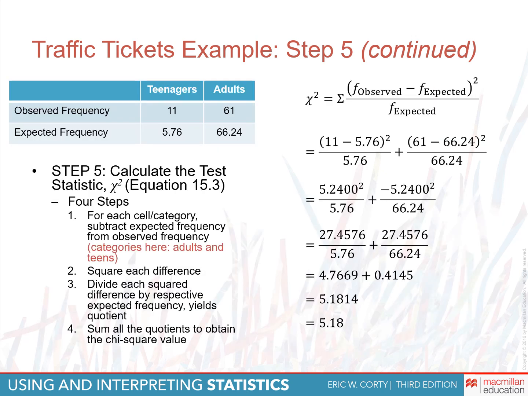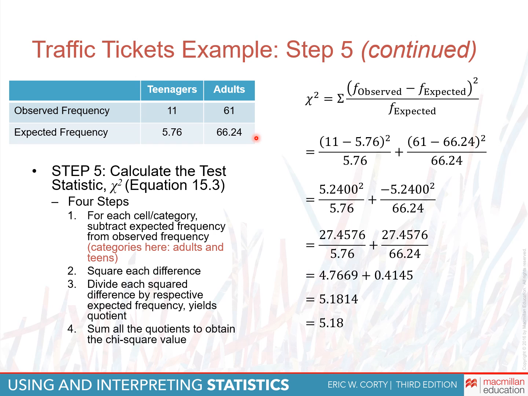All right, so now let's calculate our chi-squared test statistic using the formula that I've given you. So remember, we have our observed frequencies here for both teenagers and adults, and then we have our expected frequencies here for teenagers and adults. And we'll need all of these values to compute our test statistic chi-squared.